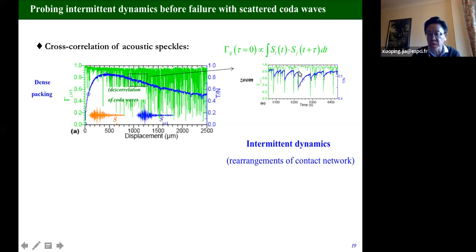This blue curve is the stress drop, and the green one is the decorrelation detected by these very sensitive coda waves. So we do believe that in addition to the shear wave velocity changes or the softening before the failure, this coda wave decorrelation could also provide us very useful information because it's very sensitive.